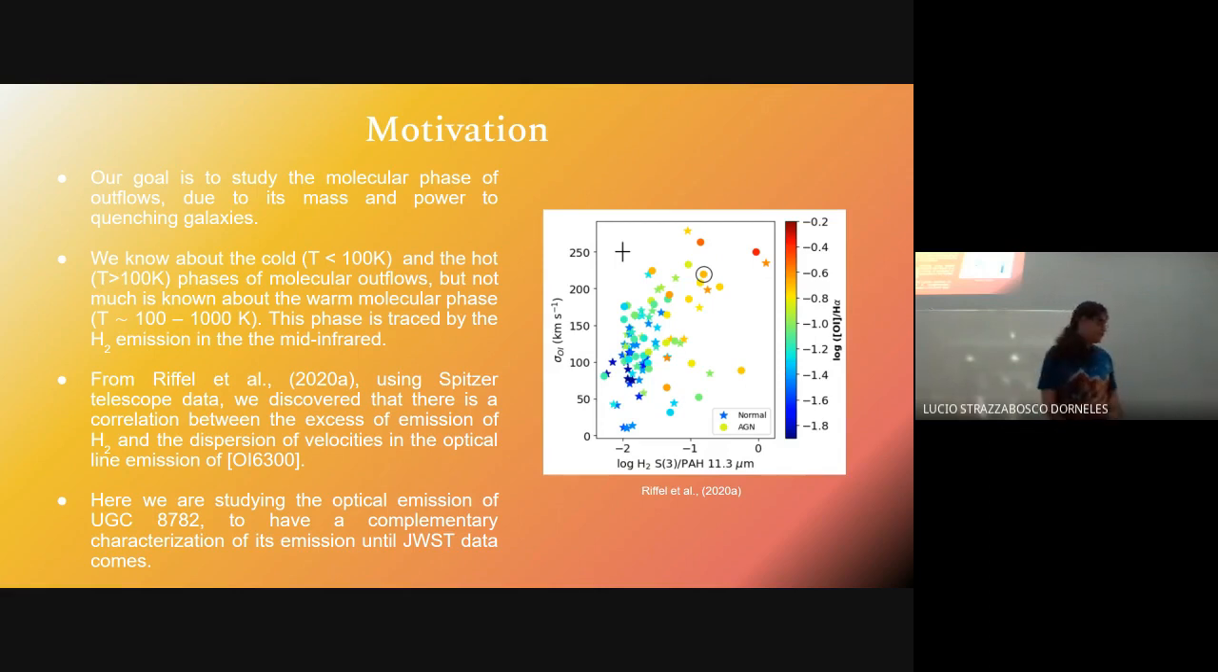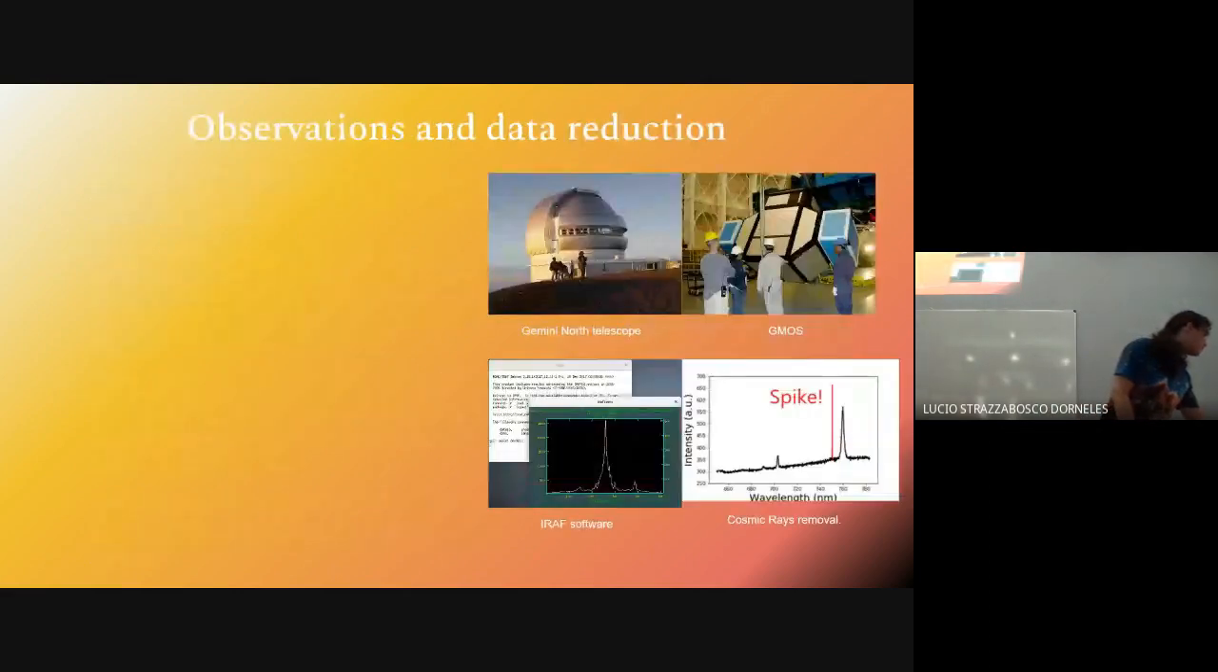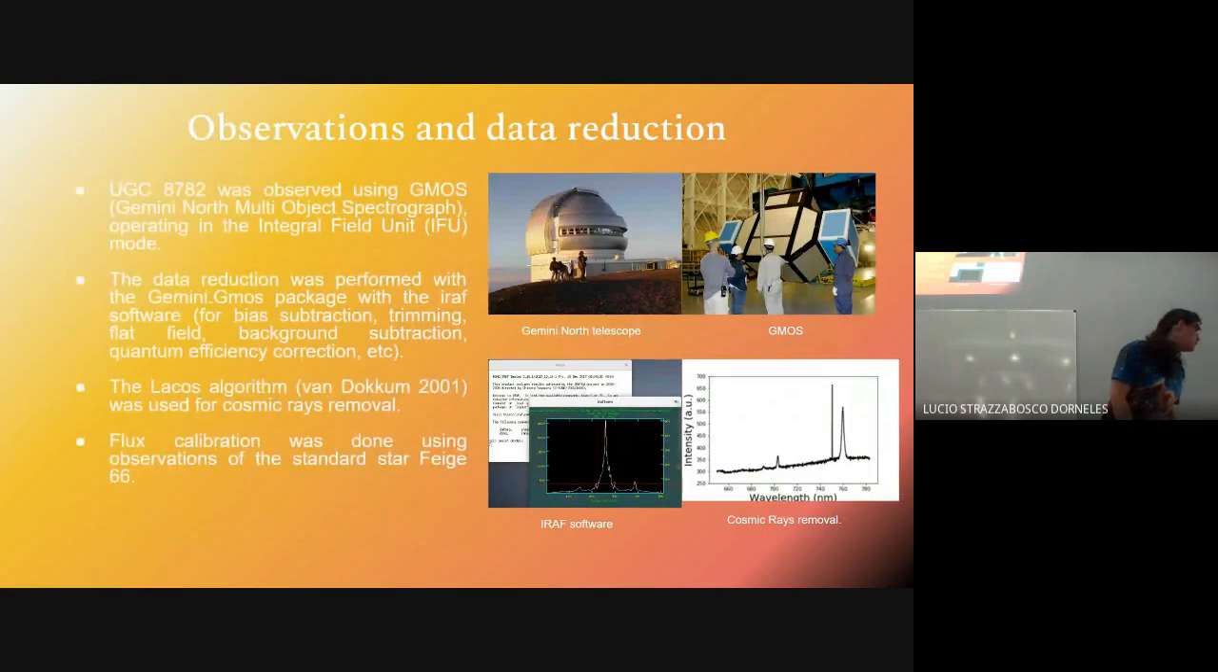that we will observe. So observations and data reduction. We use the GMOS, the Gemini North Multi-Object Spectrograph, operating in the integral field unit. So here we have the Gemini North telescope. Here is the GMOS. It is like a box that is plugged into the focal plane of the telescope.